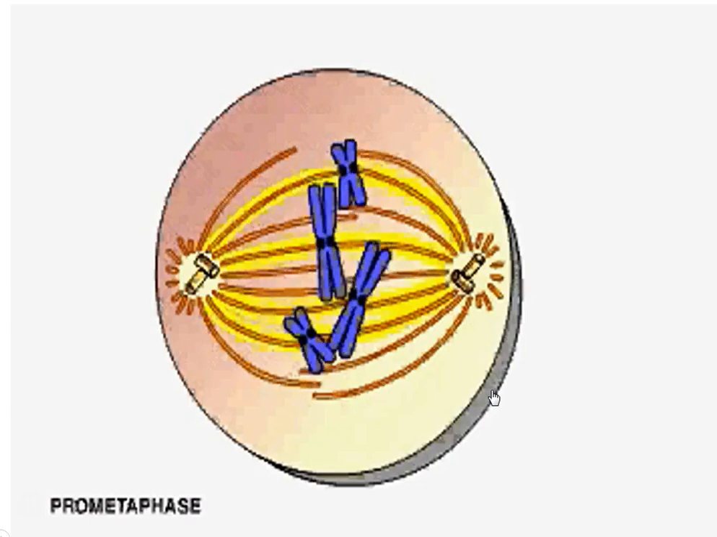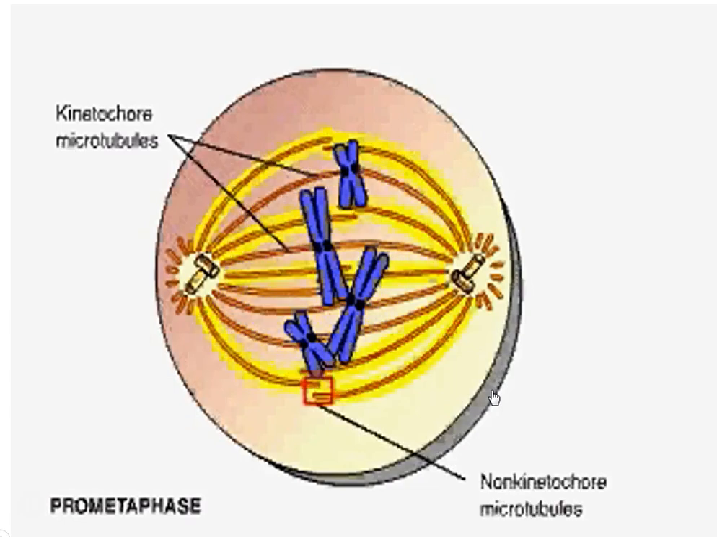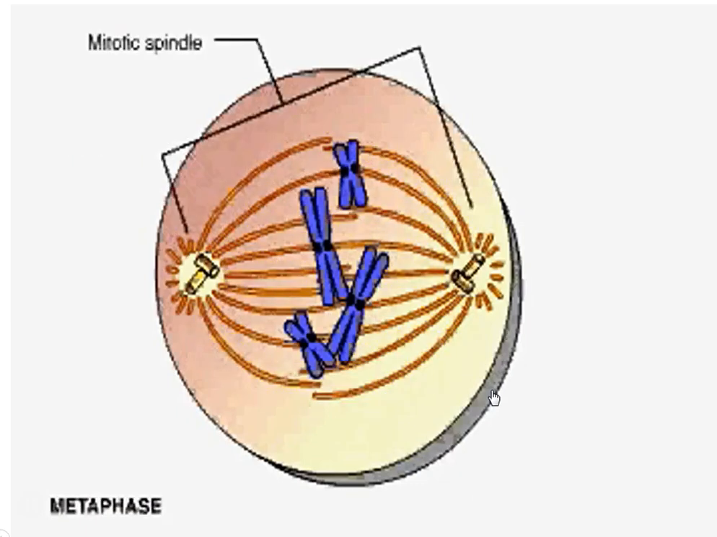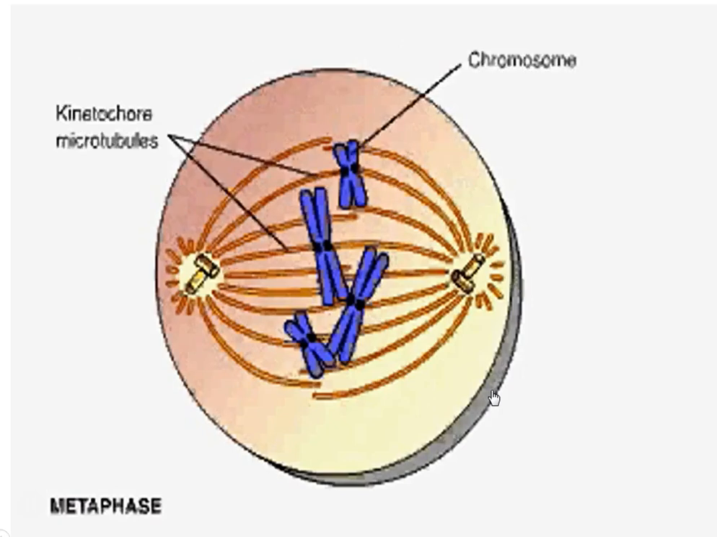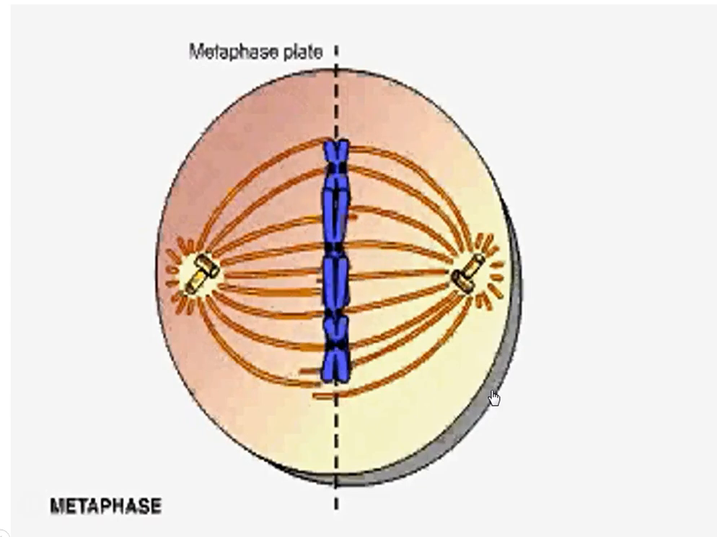Some of the spindle fibers reach the chromosomes and attach to kinetochores, structures made of proteins and specific sections of DNA at the centromeres. We call this prometaphase. Non-kinetochore microtubules just overlap with those coming from the opposite pole. At metaphase, the mitotic spindle is fully formed, and the microtubules attached to kinetochores move the chromosomes to the metaphase plate, an imaginary plane equidistant from the poles.